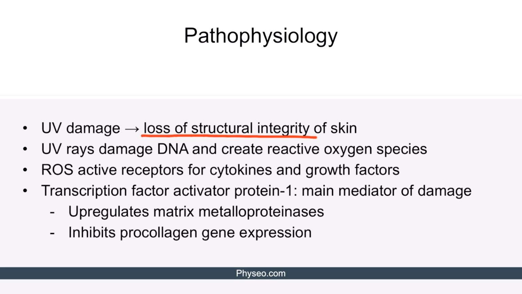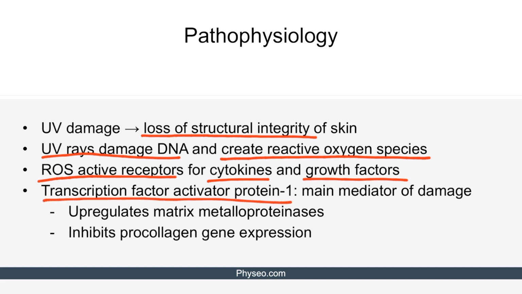So here's what happens. UV rays will damage the DNA and lead to the formation of reactive oxygen species. So very similar to what we were talking about with sunburn pathophys. So these reactive oxygen species will activate receptors for cytokines and growth factors within the skin. And one of these growth factors is transcription factor activator protein 1. And that's the main mediator of damage in photoaging.